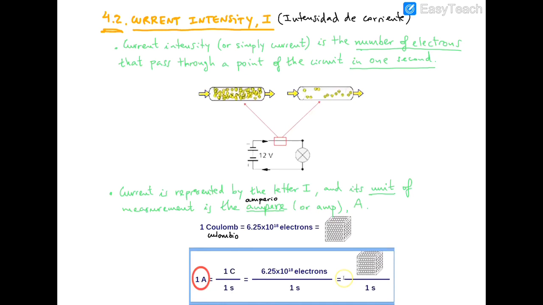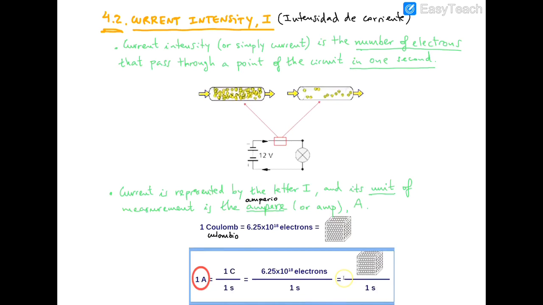The unit of measurement for current intensity is ampere or amp, amperio in Spanish, and we represent amps with the letter A. 1 amp equals 1 coulomb of electrons per second, and 1 coulomb is 6.25 trillion electrons. So it's simply more comfortable to use the unit amp for expressing the number of electrons that pass through a point of the circuit per second.